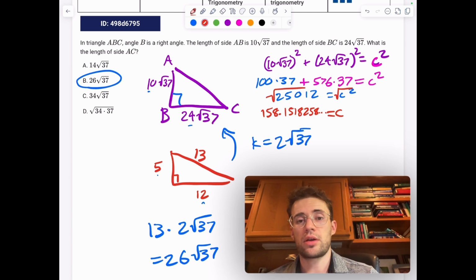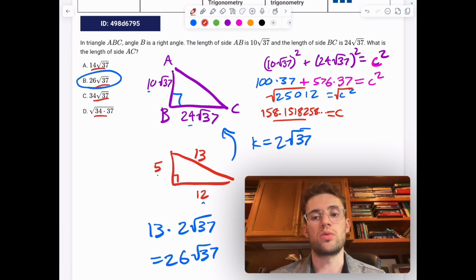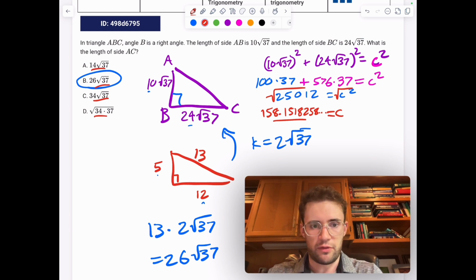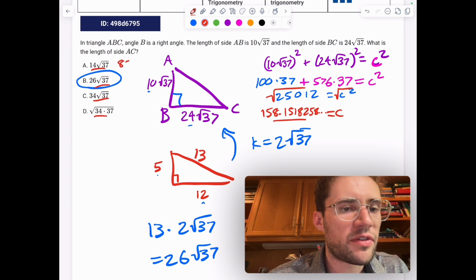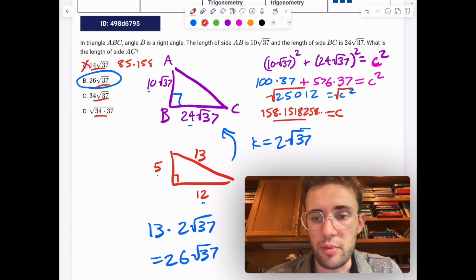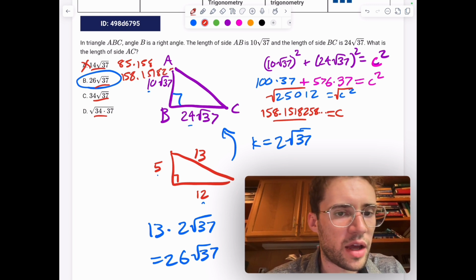If you don't have a calculator that can do that, or if you don't know how to do that on your calculator, another option is just to type all of these into your calculator and see which one is equal to 158.1518. All of them will be irrational numbers, but you can see which one is the same irrational number. All right, so we can write 14 times the square root of 37. That gives us 85.158, that's too small. Then 26 root 37, based on us having done it before, this should be the right one. It gives us 158.1518258. That's the same one.